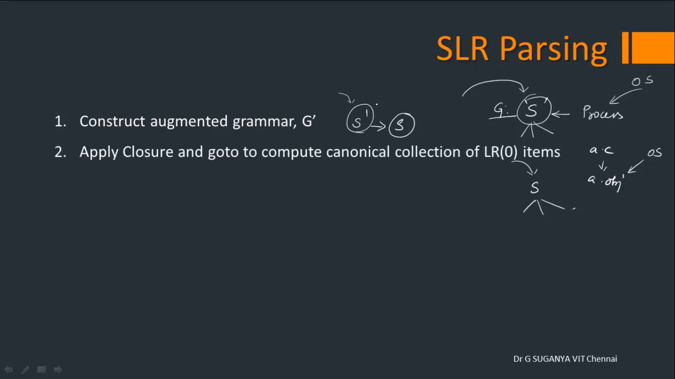Once done with this, the second step is to compute the canonical collection of LR(0) items. LR(0) means, as we have already seen in our previous session videos, that the first L stands for left-to-right scanning of input, and the R stands for rightmost derivation. The 0 stands for no lookahead symbols, meaning that whatever is currently under the input pointer will be maintained here. The parser will not look at what is coming next on your input stream. That's the representation of LR(0).